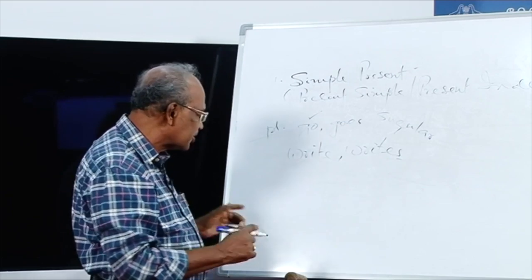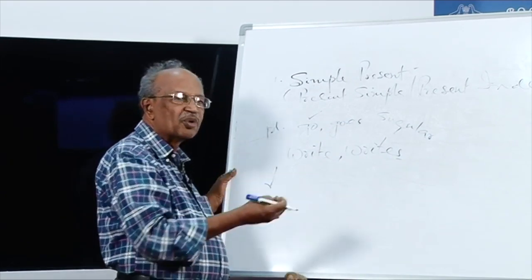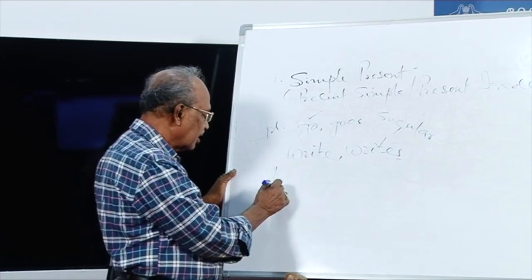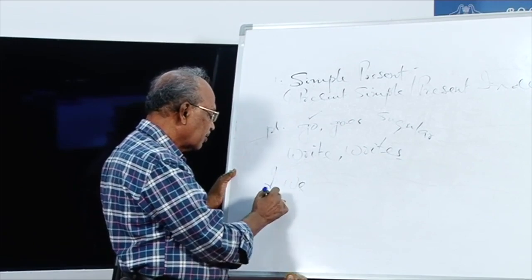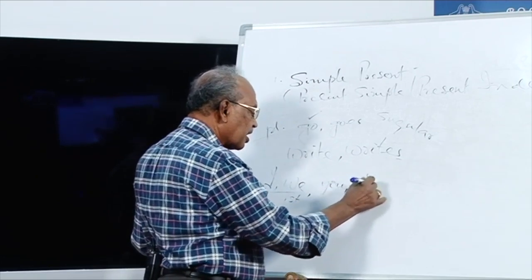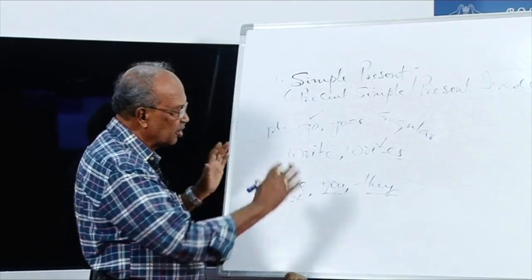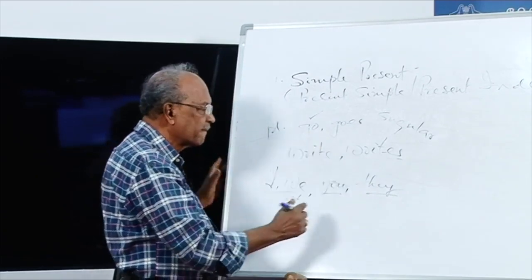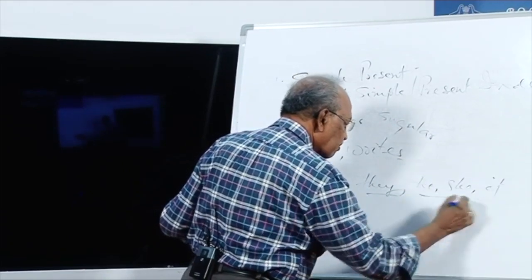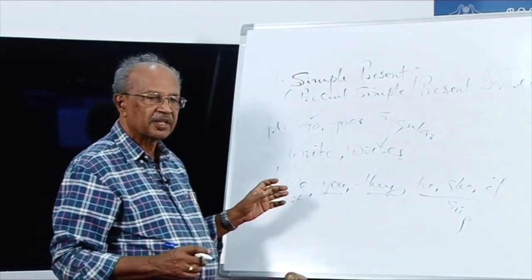The only exception is I. I, though singular, takes a plural verb in the simple present tense. I, we, first person, then you, they. These 4 take what? The plural form, always the plural form. Then he, she, it, always a singular form. Okay, you get the point?